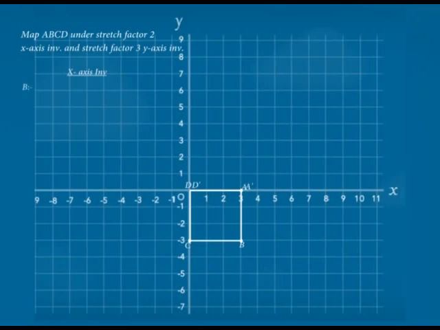Point B, distance from the invariant line is -3. M is 2, so image distance is -3 times 2, which is -6. So we move 6 units downwards. Point C, distance from the invariant line is -3. M is 2, image distance will be -3 times 2, which is -6. So again we move 6 units downwards. So we have our B prime, C prime.